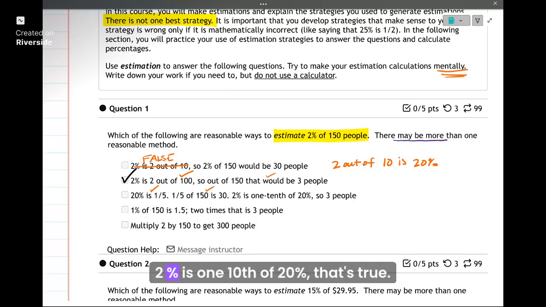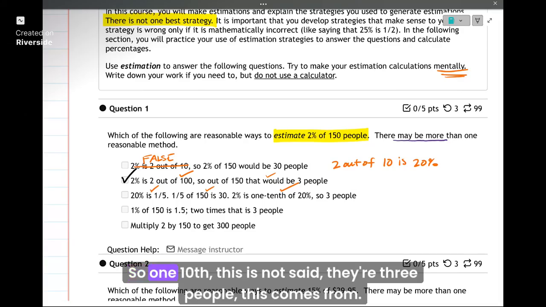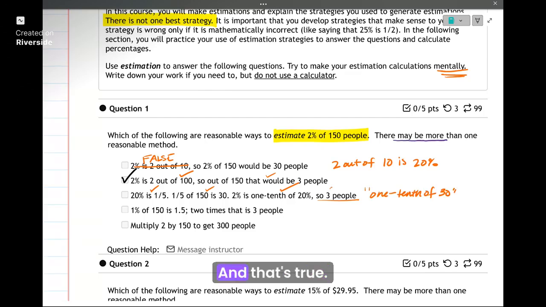2% is 1/10 of 20%. That's true. So 1/10, this is not said, so 3 people, this comes from 1/10 of 30, and that's true. And so this is also a true answer. So notice, what is my strategy?